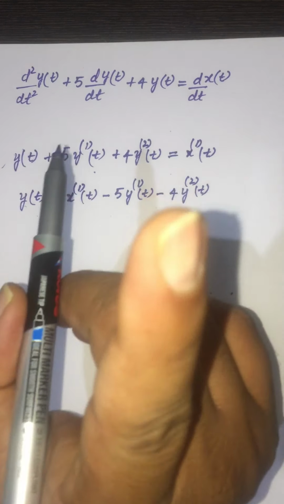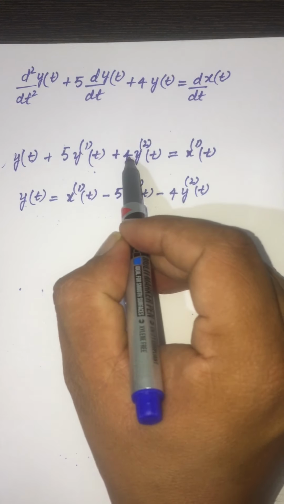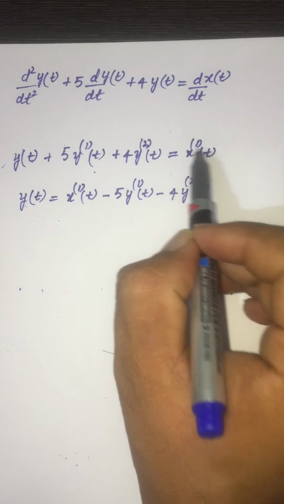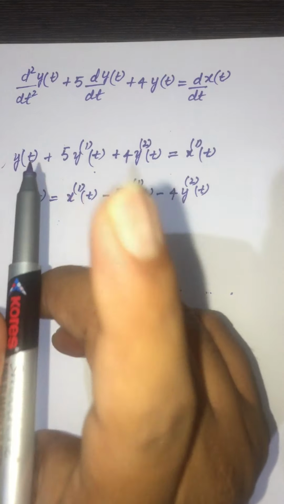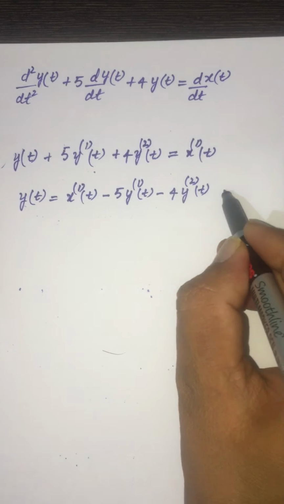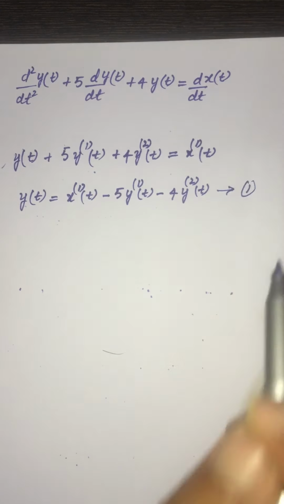Therefore 2 by 2 will be equal to 1. 5 by 2 is equal to 2.5. 4 by 2 is equal to 2. 1 by 2 is 0.5. It changes in this way. The coefficient for y of t should always be equal to 1. Right? Now this is the equation which is in its general form.